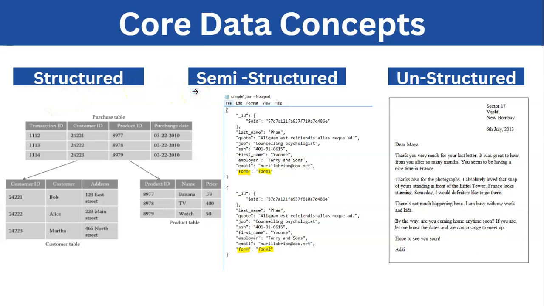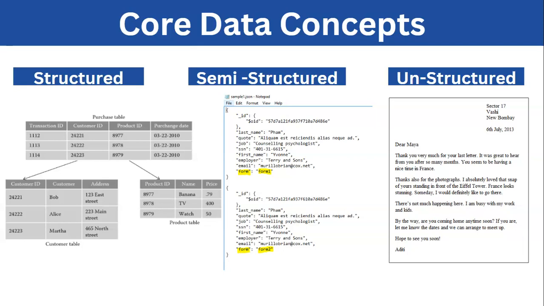Then whenever we are trying to follow a pattern, but that pattern is not fixed, at that moment it is considered semi-structured data. The example is a JSON file. Unstructured data is the kind of data where we need to apply an algorithm or machine learning to extract the information from it. Examples are images, videos and audios. So this is the core difference between all three types of data.